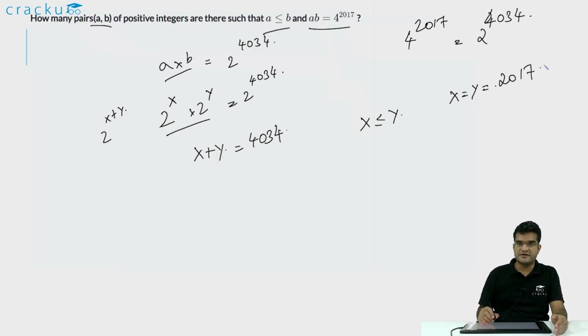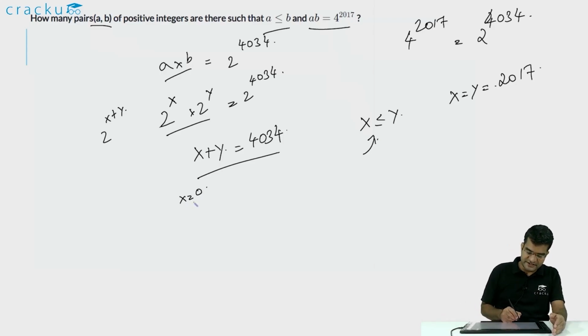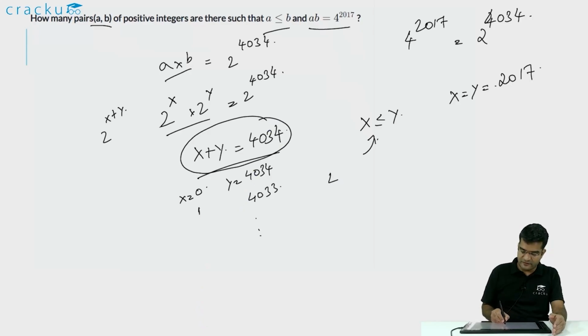This is one solution. And what is the total number of solutions for x plus y is equal to 4034, where we are disregarding the condition that x has to be less than or equal to y? That is, if x is equal to 0, then y is equal to 4034. If x is equal to 1, y will be equal to 4033, and so on. So, the total number of solutions is equal to 4035. Out of 4035, you have one case, as we have discussed earlier, where x is equal to y.